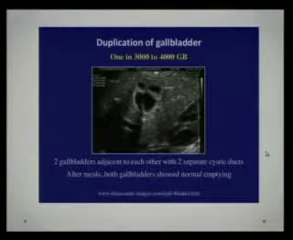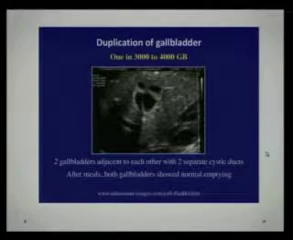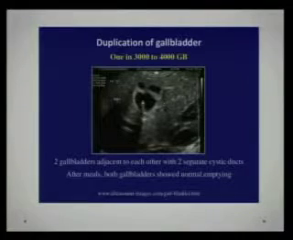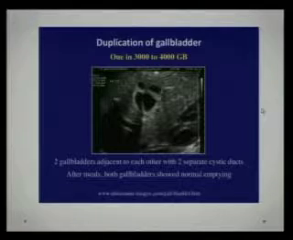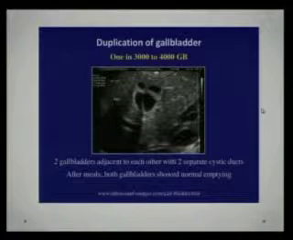Duplication of the gallbladder. So 1 in 3,000 to 1 in 4,000 gallbladders may be duplicated. Two gallbladders adjacent to each other, here we see, and we may have 2 separate cystic ducts, or they may be suspended by 1 cystic duct. After meals, both gallbladders will show normal emptying. If they're normal functioning gallbladders, they will contract normally.